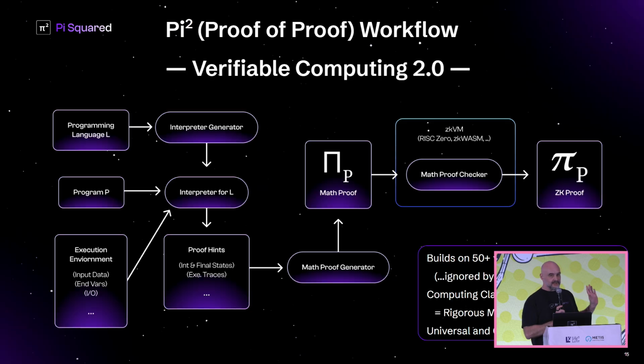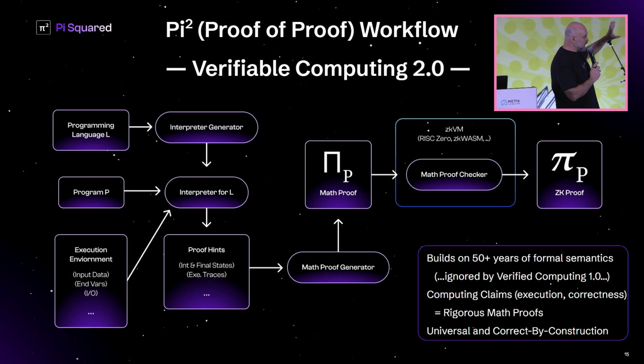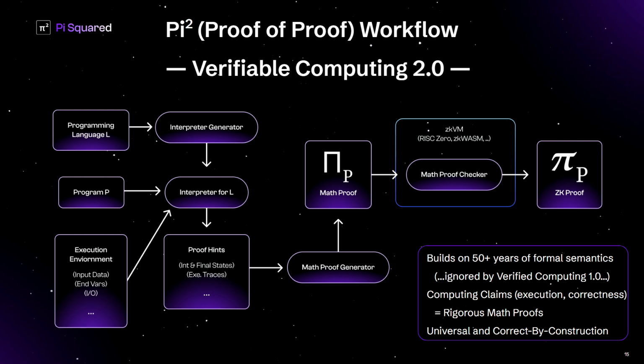All right, this slide shows the big picture, which we call verifiable computing 2.0. Why? Because this is verifiable computing as we know it, but universal. It works with all programming languages. It is correct by construction. No ZKVM to be formally verified. All right, this is how it works. Let's start with the output. At the output, we get a zero-knowledge proof. Same like in any other ZK circuit.